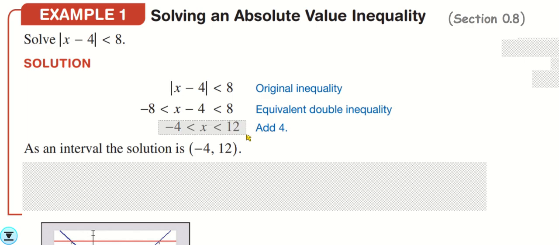So again, what this basically says is that x is less than 12 and greater than -4 at the same time. Notice the strictly less than, so parentheses.